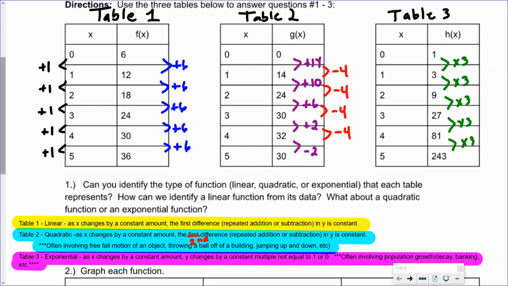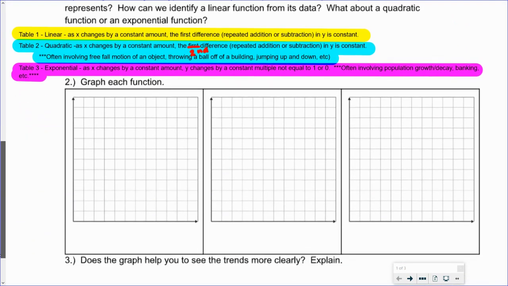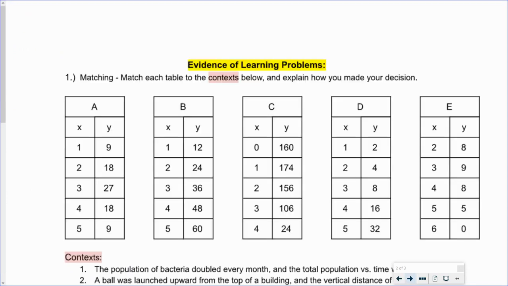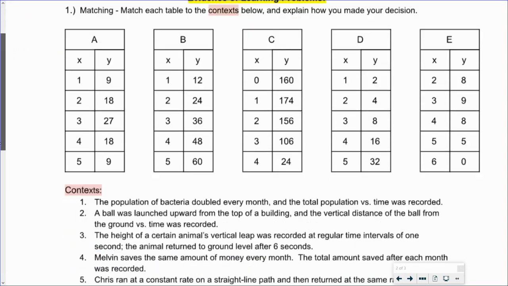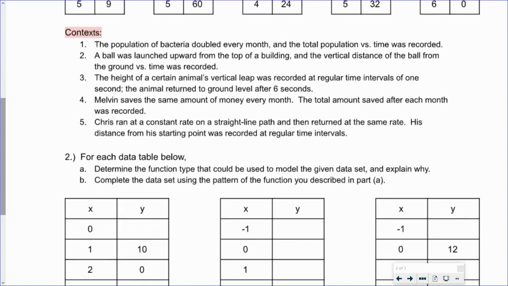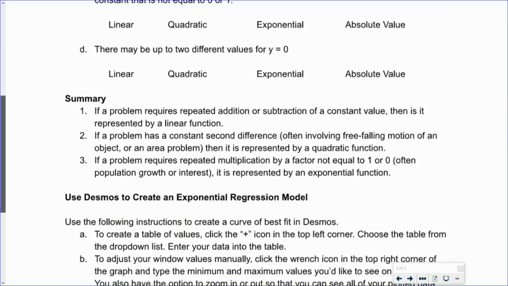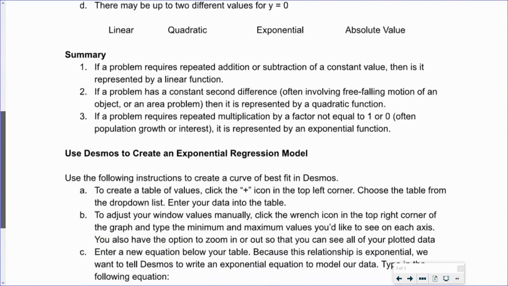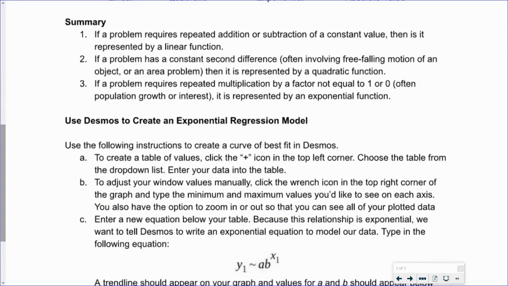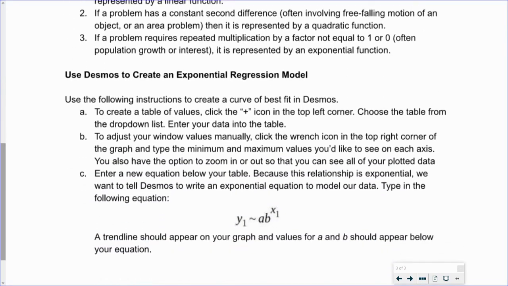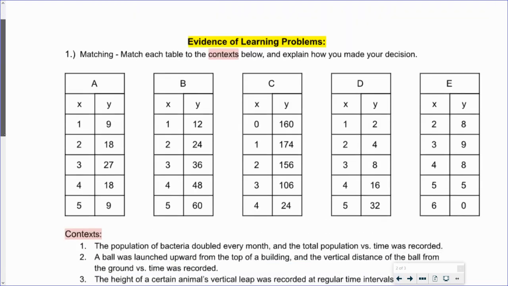What you guys are going to do next is complete problems 1, 2, and 3, and then also read the summary and how to use Desmos to create an exponential regression model. That's what you're going to turn in as evidence of learning. I just want to give you a hint here.